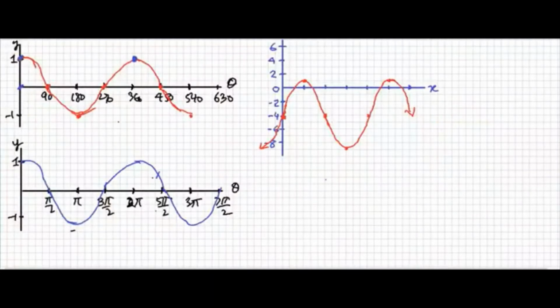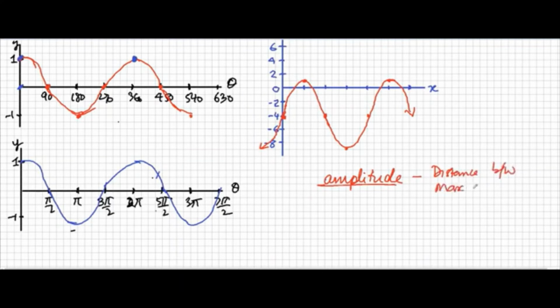Obviously, sinusoidal graphs, which are sine graphs and cosine graphs, can have many features or parameters to measure, and those have got some specific names. For example, the first feature or parameter is called amplitude. Amplitude is the distance between maximum and axis, or minimum and axis.